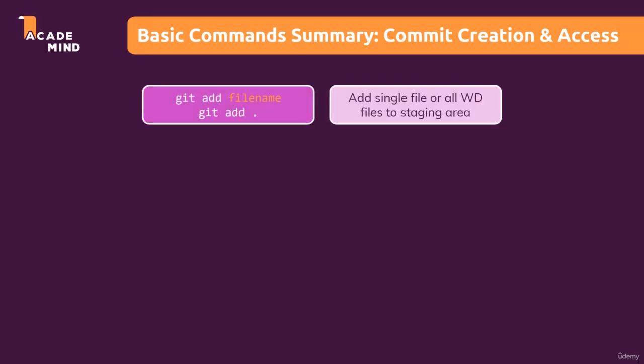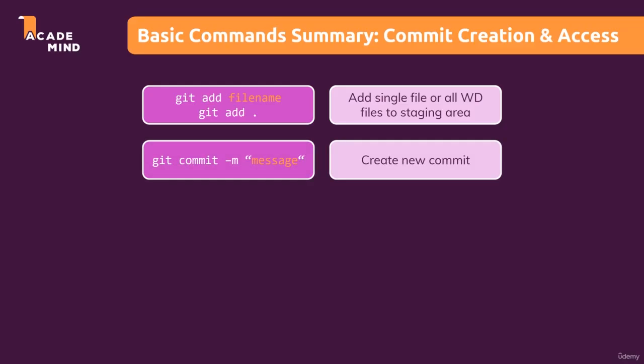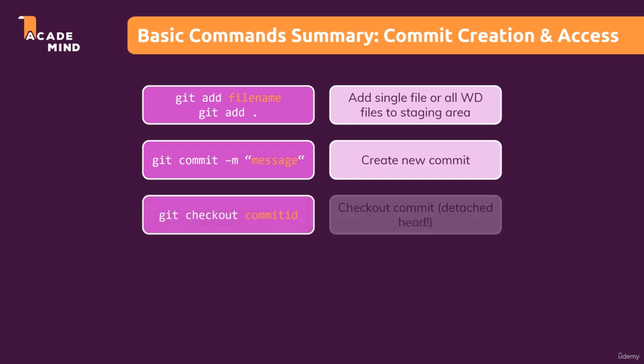git add file name or git add . allowed us to add single files or all working directory files to our staging area. With git commit -m and then a commit message, we create a new commit with that explanatory message included. We also learned that with git checkout and then the commit ID, which can be found with git log, we can check out a specific commit, but be careful, here we have the detached HEAD topic we discovered in detail throughout this module.